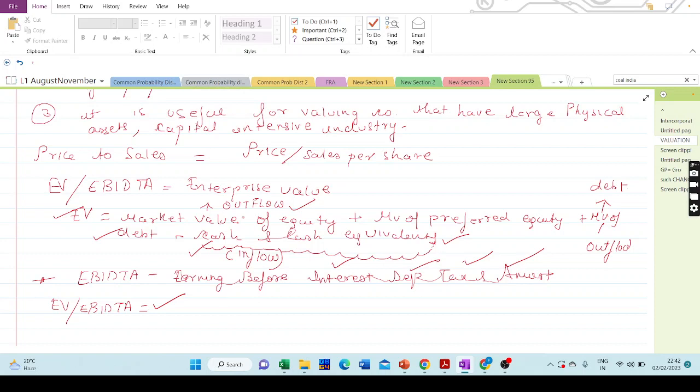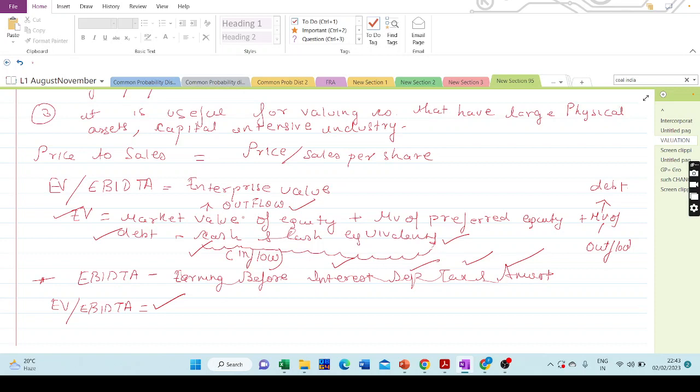Okay. So, guys, when will an acquirer be willing to pay more per dollar of EBITDA? When will an acquirer be willing to pay more? When the company's earnings are more from core operations. An acquirer would be willing to pay more for EBITDA if the acquirer is optimistic about future EBITDA growth. Right? So please note down.